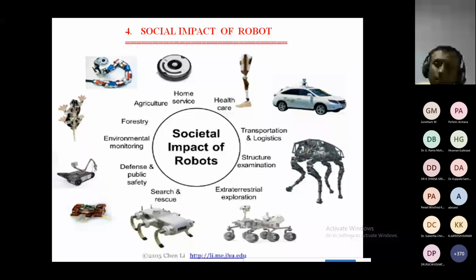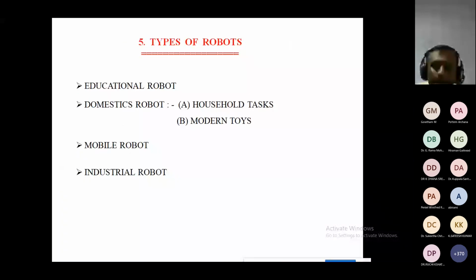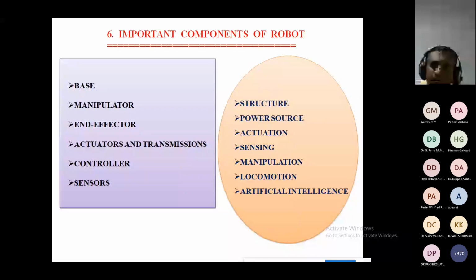If you go with the classification of robots depending upon their uses, robots are also used for educational purposes: domestic robot, mobile robot, and industrial robot. In general, I am focusing on the industrial robot and the medical applications. The important components of the robot are just like a body structure: head, hand, total body, then leg, then fingers, etc.